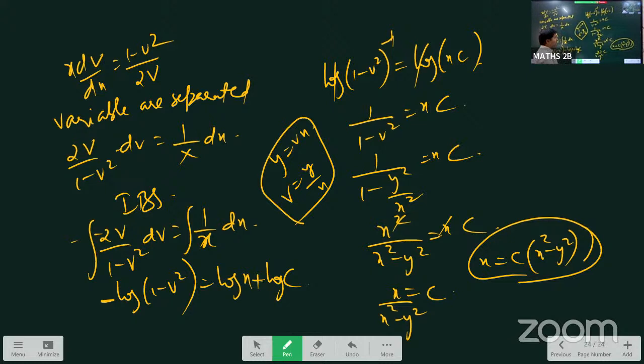Mostly it is asking homogeneous only. Let us do one more. dy by dx equal to x square plus y square. Solve.